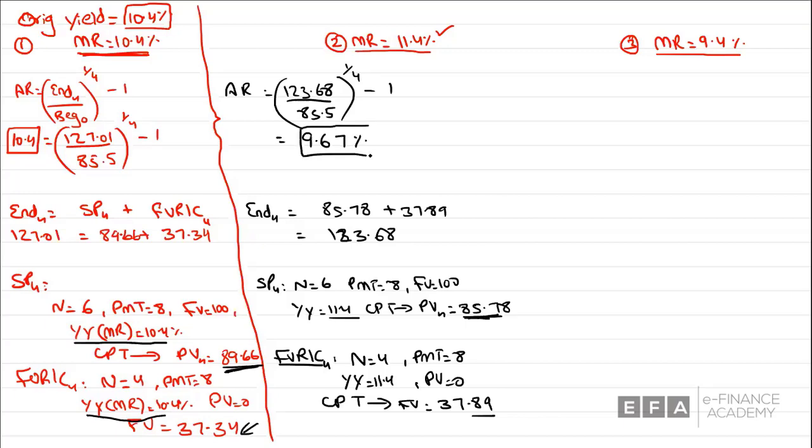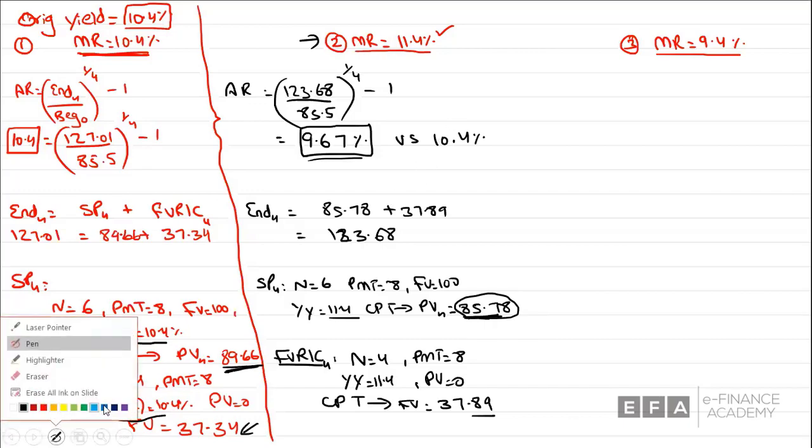The key point is, if you compare this with original yield of 10.4, it's lower. Why is it lower for the short-term investor? Because market rate has gone up, causing the price to go down, causing a capital loss, as a result of which the horizon yield or the actual return is lower than the original yield.